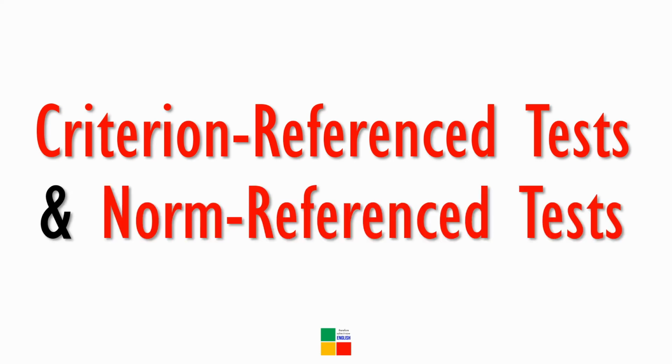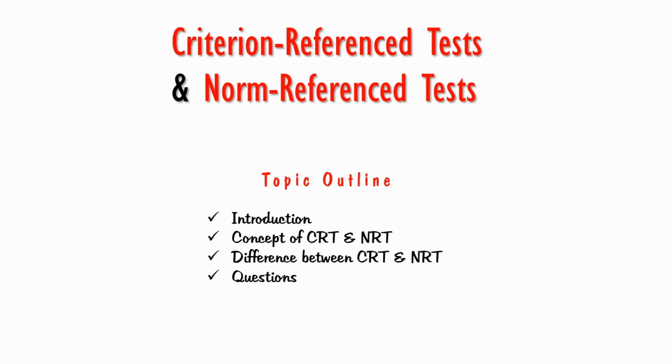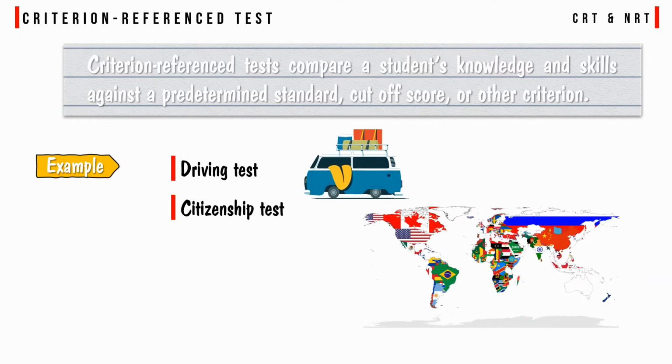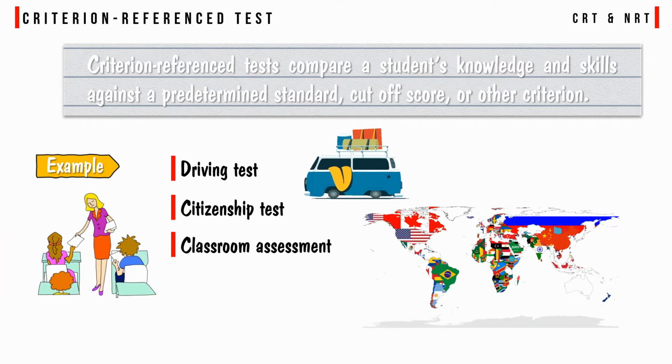In this video, I am going to discuss criterion-referenced tests and norm-referenced tests. Criterion-referenced tests compare a student's knowledge and skills against a predetermined standard, cutoff score or other criteria. In a criterion-referenced test, the performance of other students does not affect a student's score. Examples: driving test, citizenship test, classroom assessment, and competency-based assessment are some examples of criterion-referenced tests.